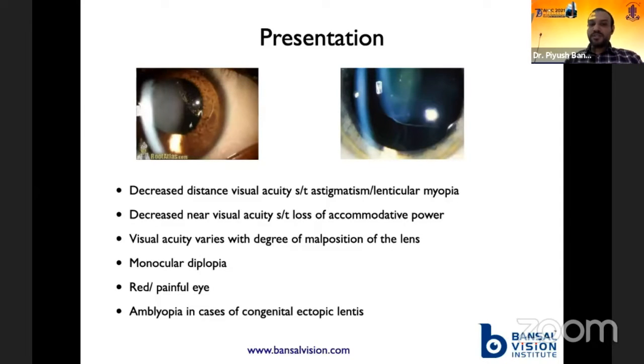The patient would typically present with a decrease in distance visual acuity, secondary to astigmatism or lenticular myopia. There might be decreased near visual acuity, secondary to loss of accommodative power. Visual acuity can vary according to the degree of malposition of the lens. There might be monocular diplopia. The patient might come with a red or painful eye. Amblyopia can be seen in cases of congenital ectopic lenses.